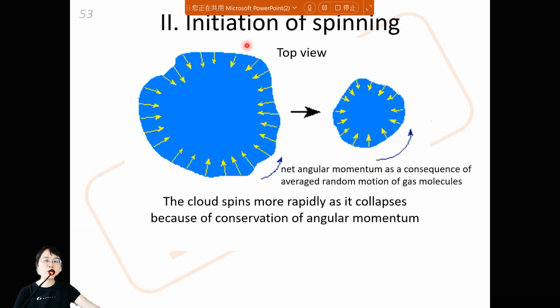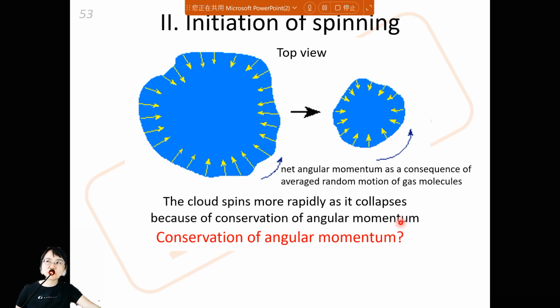Then, at some point, the nebula will start to spin. This is the top view of the nebula. It will start to spin, and the cloud spins more rapidly as it collapses because of conservation of angular momentum. So that means the more it collapses, the faster it spins. This is because of the conservation of angular momentum. So what is conservation of angular momentum?